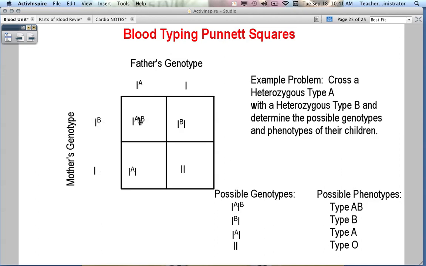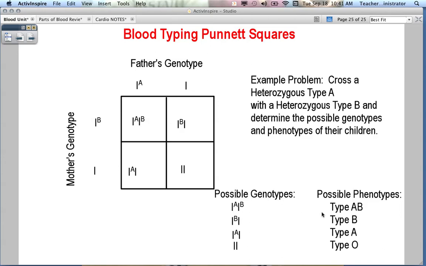So then remember you bring down and across to fill out your Punnett square. So you bring this one down and this one across. So you finish filling out your Punnett square. The genotypes are what you actually see in the squares. Those are the actual genotypes, the genetic codes that would be in their blood, in their DNA. And then the phenotypes is what would they actually have for a blood type.